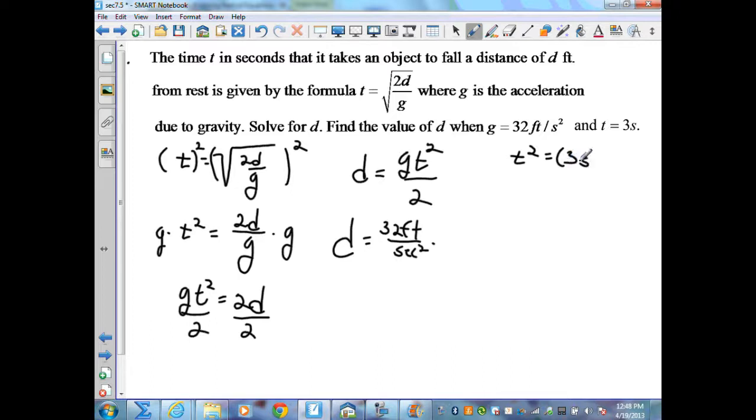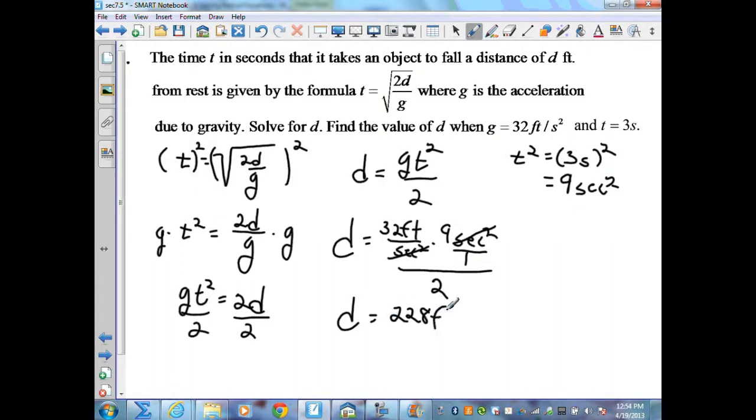It's going to give me 3 seconds squared, which equals 9 seconds squared. So I'll substitute that in here, which will be 9 seconds squared over 1 all over 2. So d is equal to, the seconds squared cancel out, and 32 times 9 is 228 feet over 1 and 1. That just leaves 2 on the bottom. And 228 divided by 2 is 114 feet.